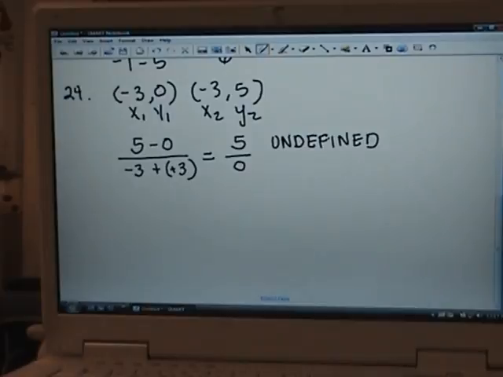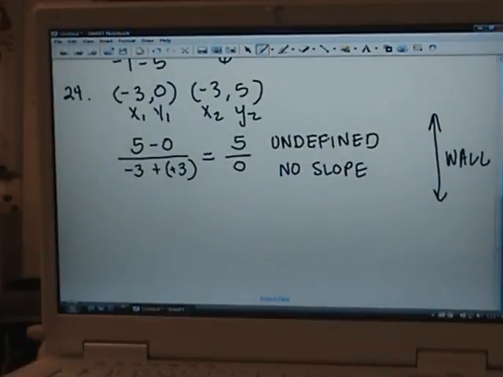It is not 0. It is the wall. If they ask you what the slope is, don't put wall. What is it? No slope or undefined.